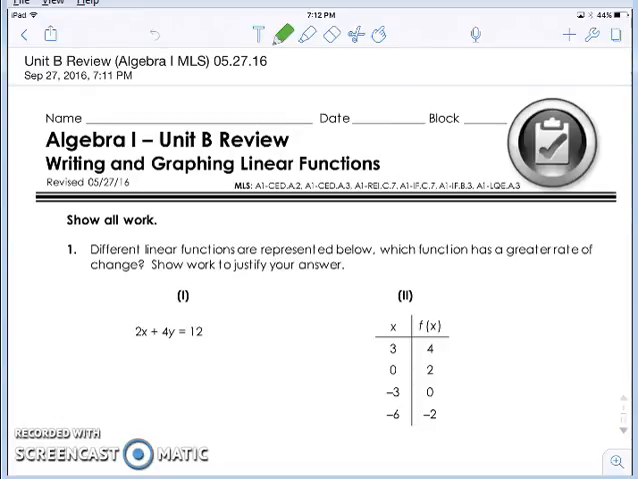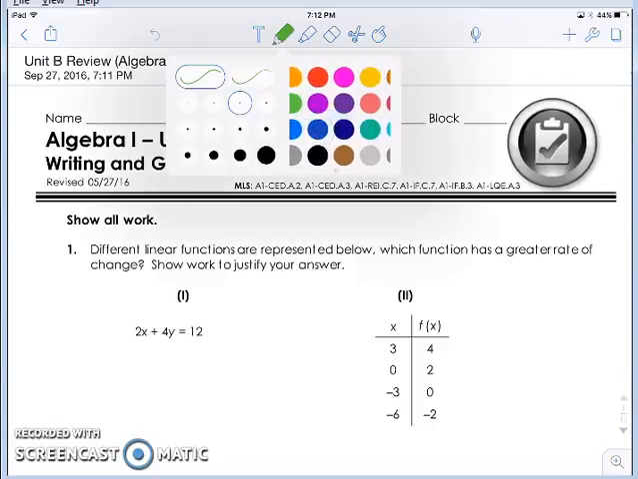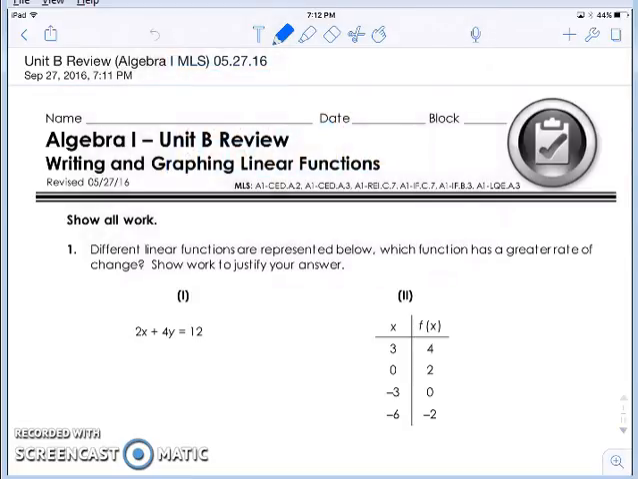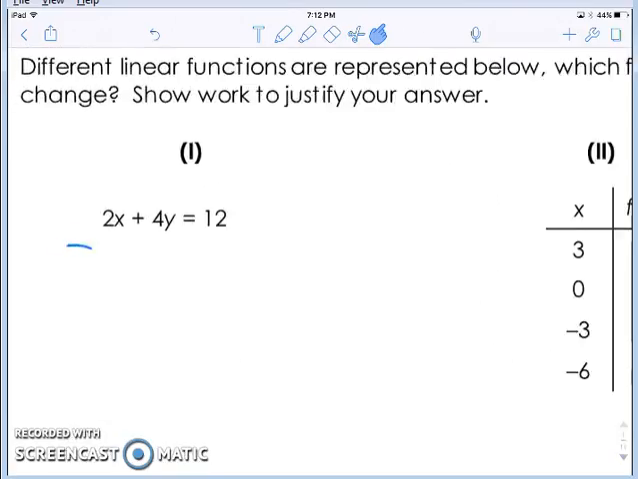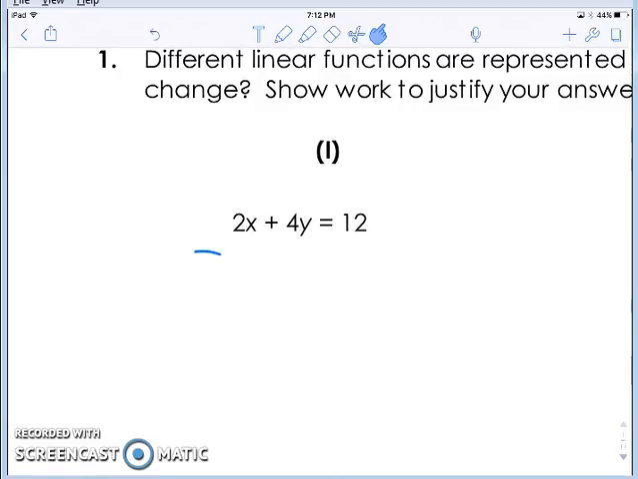Alright, so here's an explanation for the review. So number one, we want to see which function has the greater rate of change. So the first one, it's best to solve for y, so we want to subtract 2x from both sides and then divide by 4.